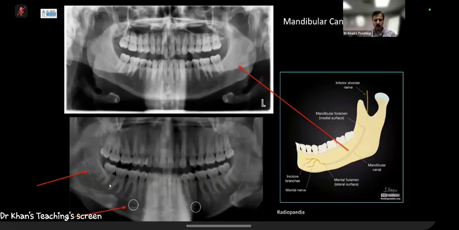And these are exam questions for part 1. Sometimes the examiner will ask them in your part 2. For example, there's some pathology here, and then the examiner will point out what is this. So you should know this.